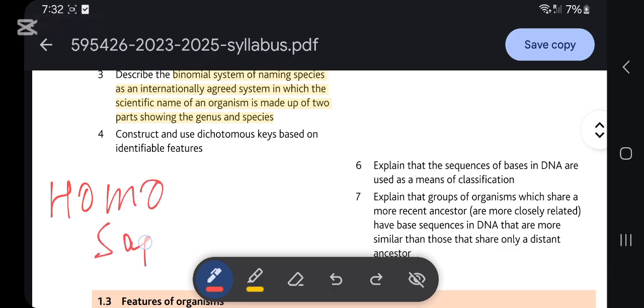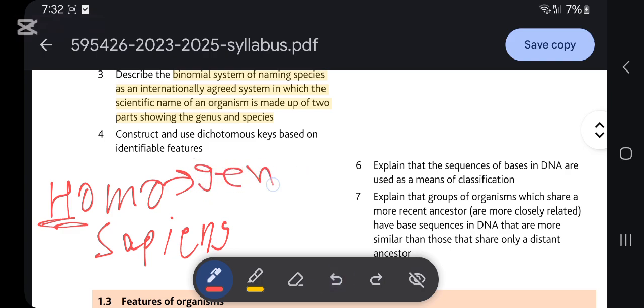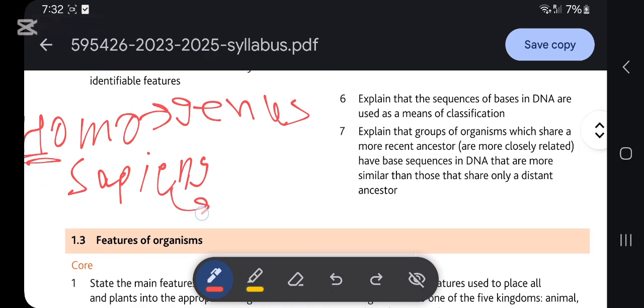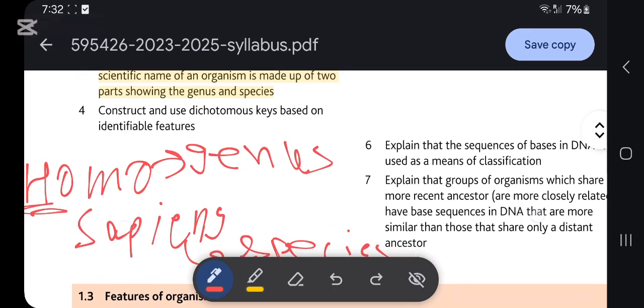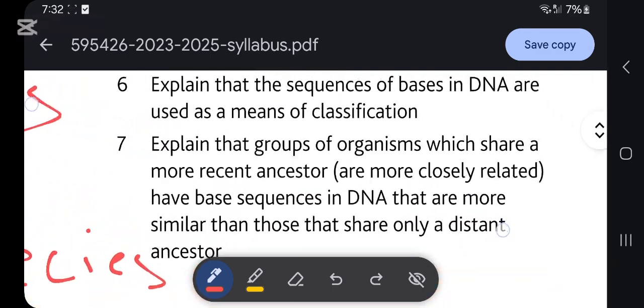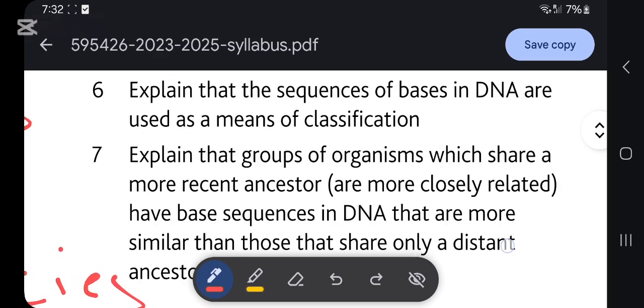So, Homo sapiens. Here the genus is capitalised, and the first letter of the species is small. Homo is the genus, and sapiens is the species. Got my point? Next, sequences of bases in DNA are used as a means of classification.